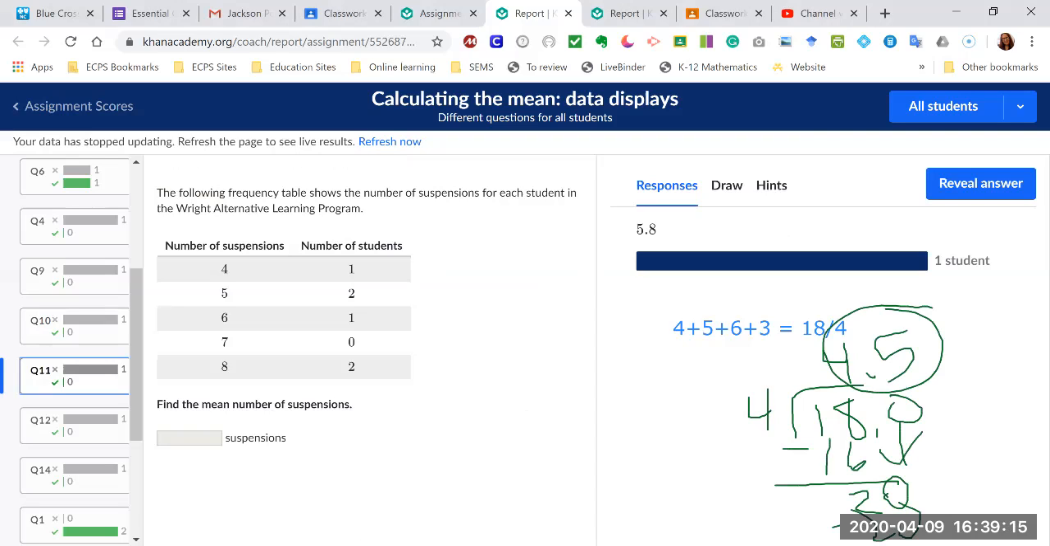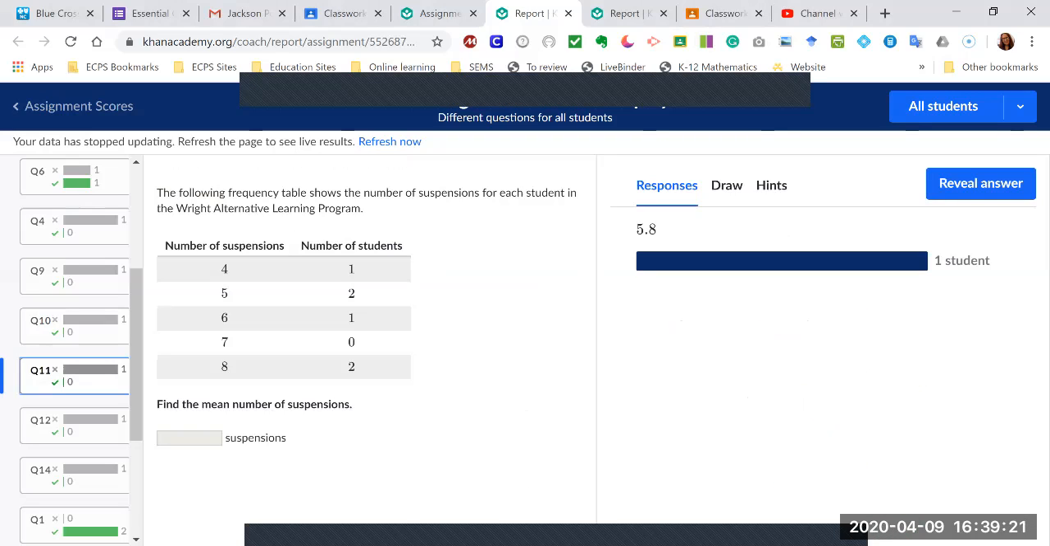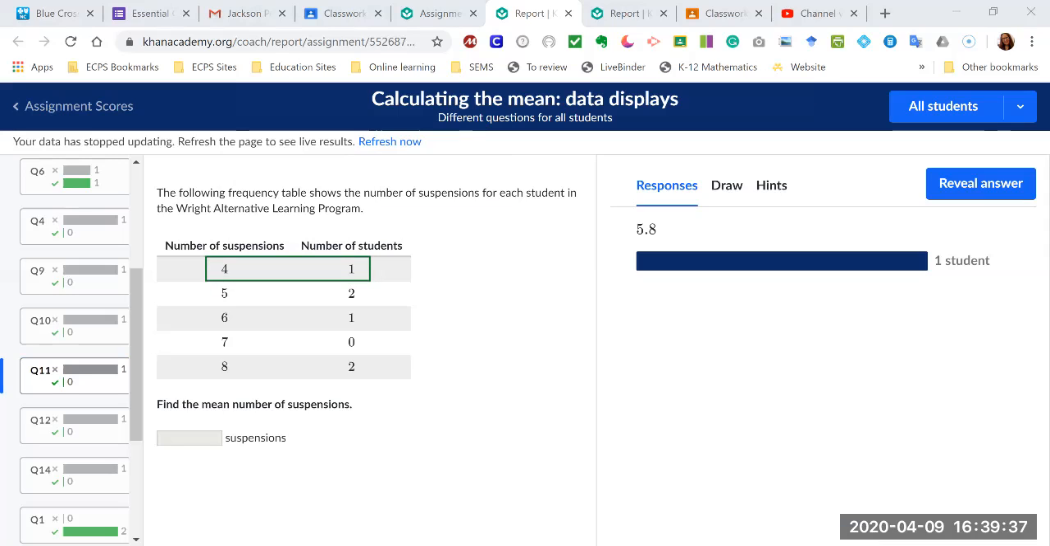Okay, so this is another one that is just a frequency table. So we're just going to use the information provided here. We know that this is talking about the number of suspensions for each student in the Wright Alternative Learning Program. So 1 student was suspended 4 times. 2 students were suspended 5 times.